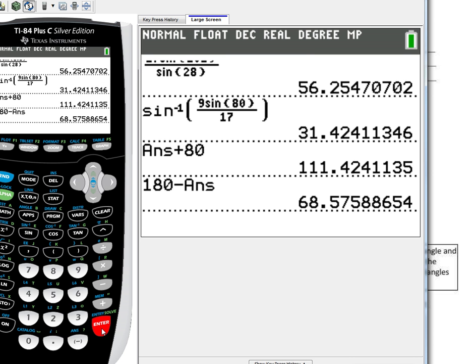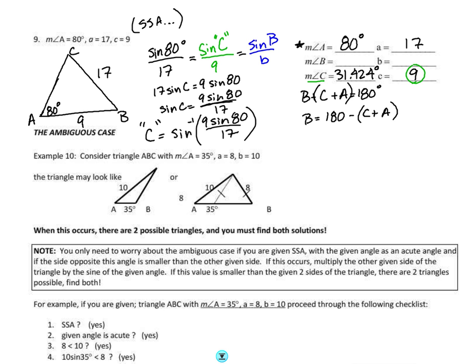And again, I'm using all decimal places. I'm leaving it in there for me to use later. My other angle here rounded is 68.576. And I'm going to use this angle B, which I just found, and I'm going to plug that into my triangle, but I have to make sure I go back to using my angle A and my angle B here.